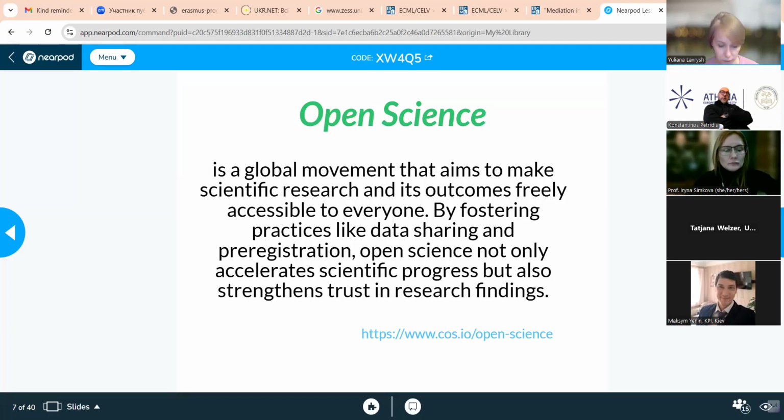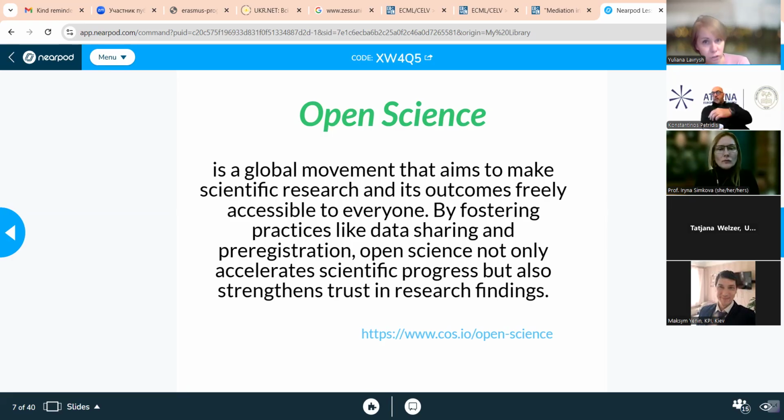Okay, so here is the definition of open science. It is a global movement that aims to make scientific research and outcomes freely accessible to everyone.